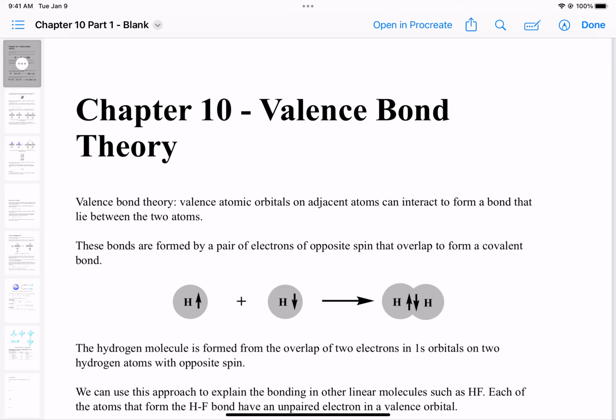So they have what we call orbital overlap, and the strength of the overlap determines the strength of the chemical bond. The more overlap you have, the better the bond you form. For example, the hydrogen molecule, very simple. The simplest compound you can have is formed from the direct overlap, meaning they directly interact, of 2 electrons in 1s orbitals on 2 different hydrogen atoms with opposite spin.